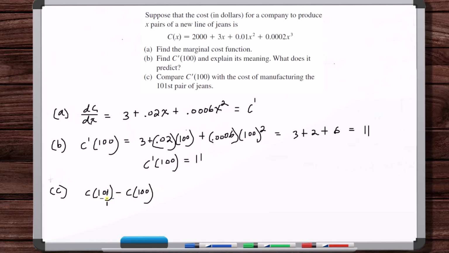Right? What is this telling you? Literally, if you produced 101 pairs of jeans, it would cost you this much. If you produced 100, it would cost you this much. Subtract the two. That's the technical marginal cost. You know, there's no such thing as producing 0.2 pairs of jeans.